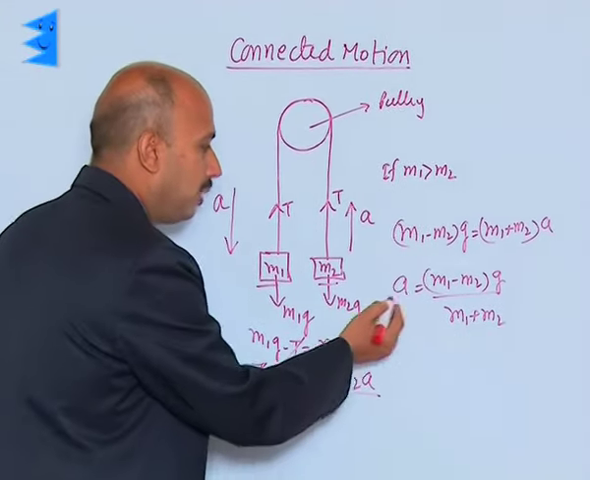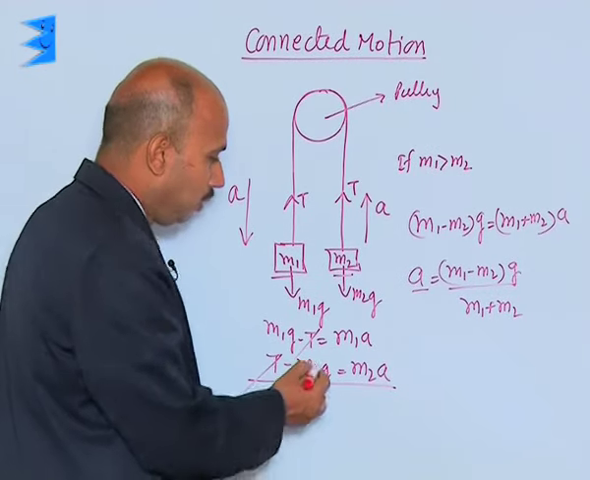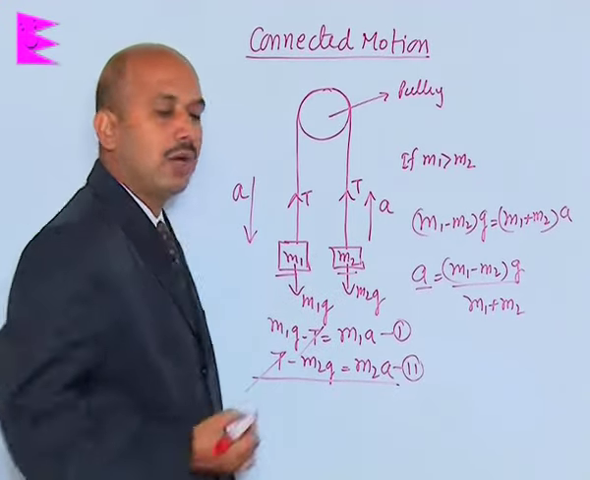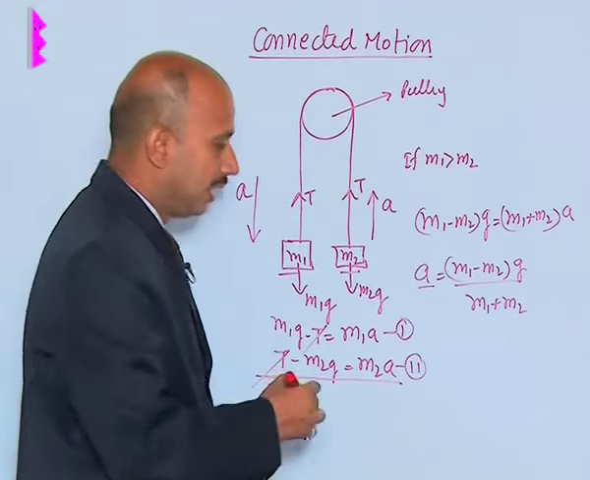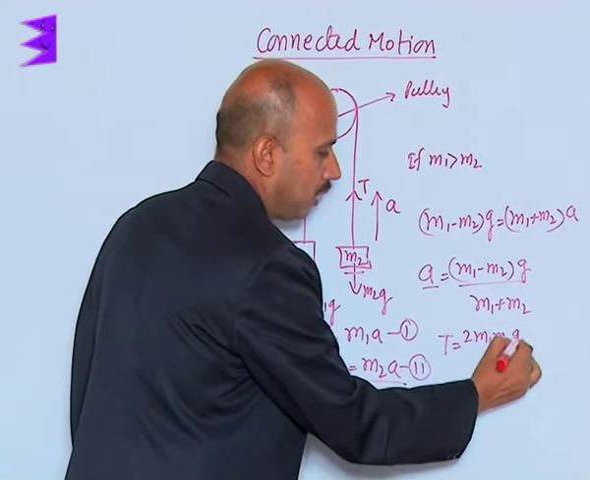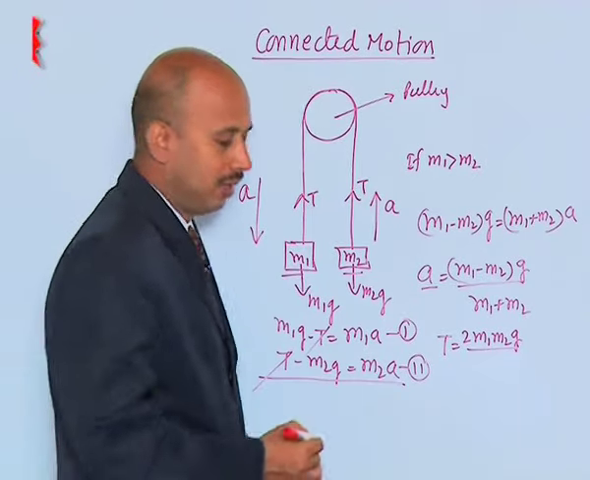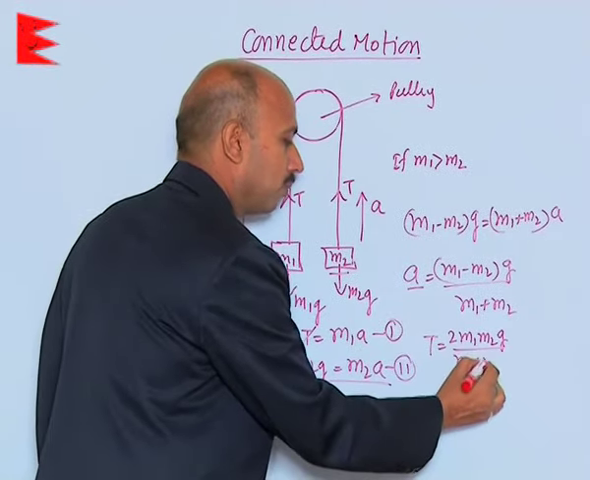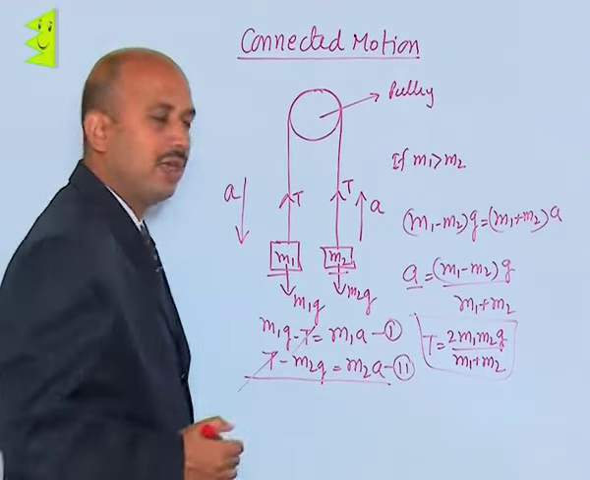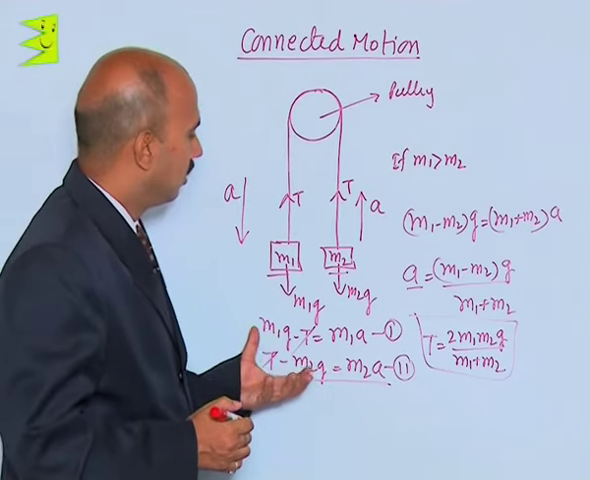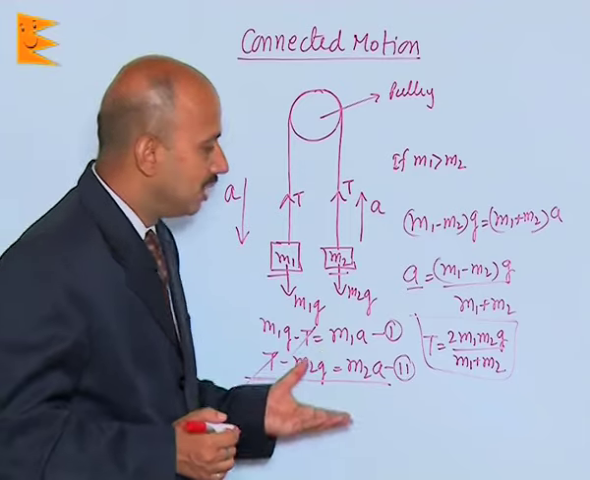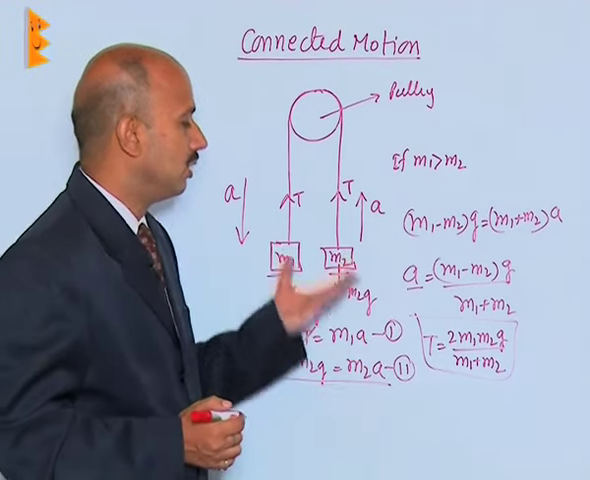Now, by putting the value of a in any one of the equations, whether you take equation 1 or equation 2, you can get the value of tension. That tension will come out as T is equal to 2 M1 M2 into g divided by (M1 plus M2). So this is coming by putting the value of a. In this case, we have calculated the acceleration of the bodies, that is the common acceleration, and we have also calculated the tension in the string.